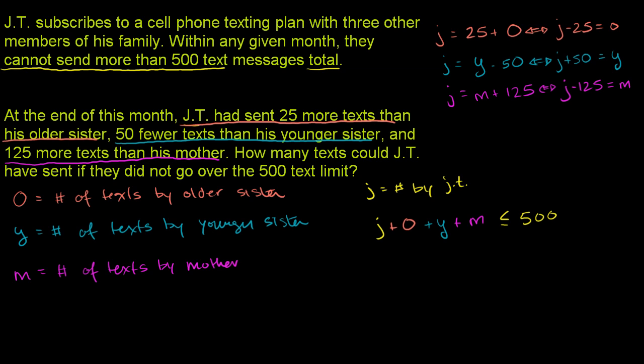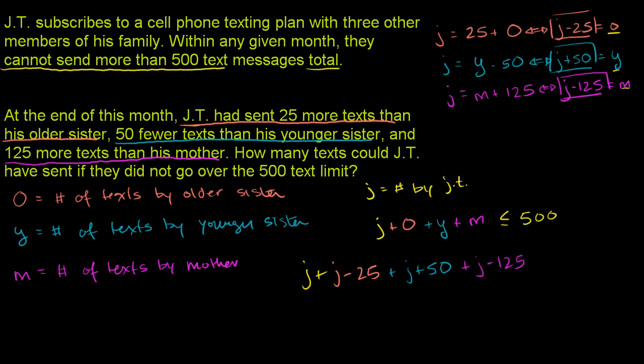So now that we have this, we can substitute for each of these variables into the original equation. So you have JT's texts plus his older sister's texts, but we know that O is the same thing as JT's texts minus 25. So we write J minus 25. And then plus his younger sister's texts, but we know that's J plus 50. And then you have his mother's texts, which are just J minus 125. And all of that has to be less than or equal to 500.